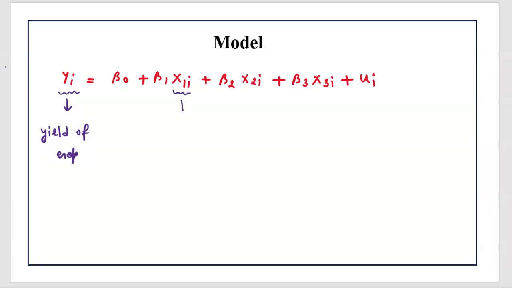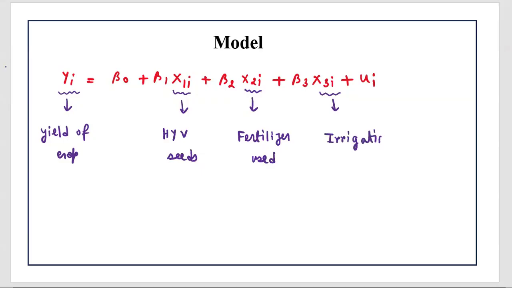Here, x1i is the first explanatory variable. Suppose this measures HYV seeds, that is, high yielding varieties of seeds that we use in the production. So HYV seeds have some effect on the yield of crop. Now let's take a look at the second explanatory variable. Suppose x2i measures the fertilizer used in the production process. And you have a third explanatory variable, x3i. Suppose this is the irrigation process that we have used.